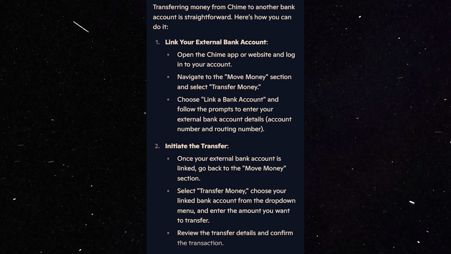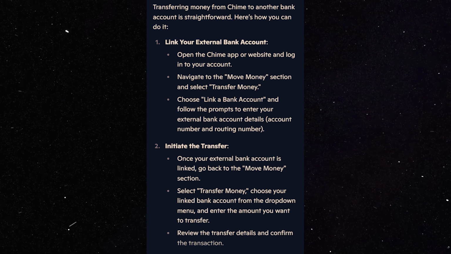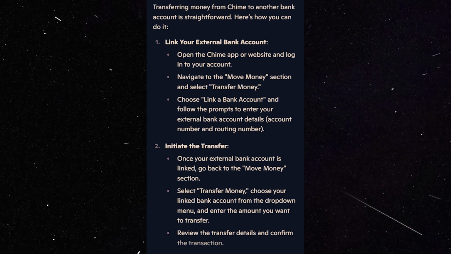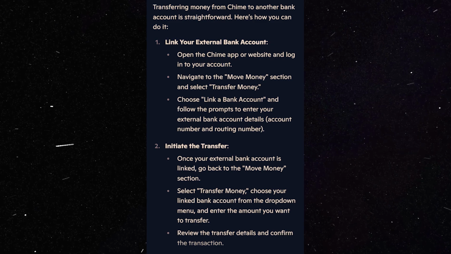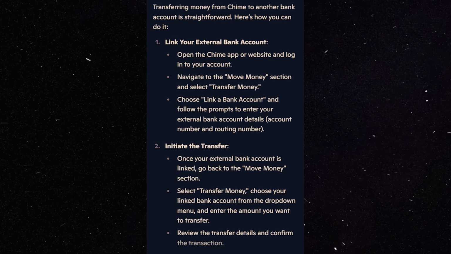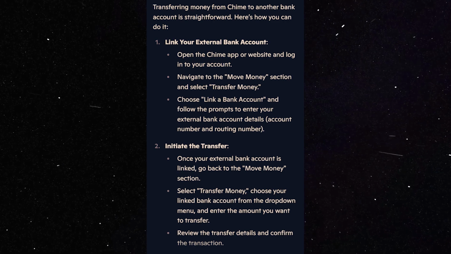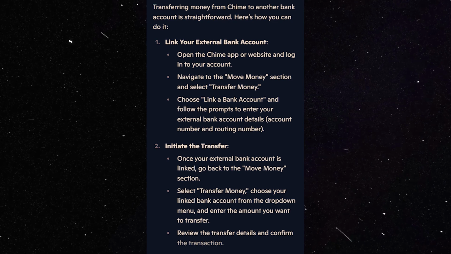Link your external bank account. Open the Chime app or website and log into your account. Navigate to the Move Money section and select Transfer Money. Choose Link a bank account and follow the prompts to enter your external bank account details like account number and routing number.